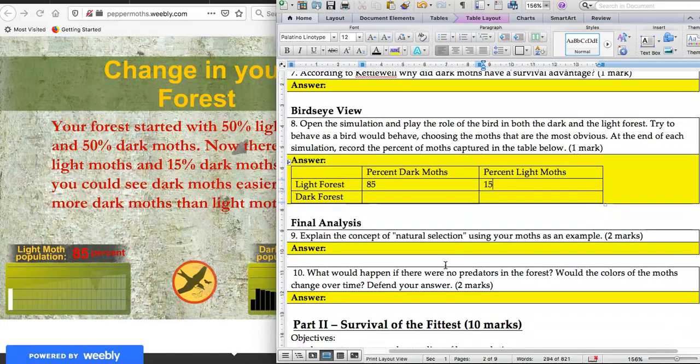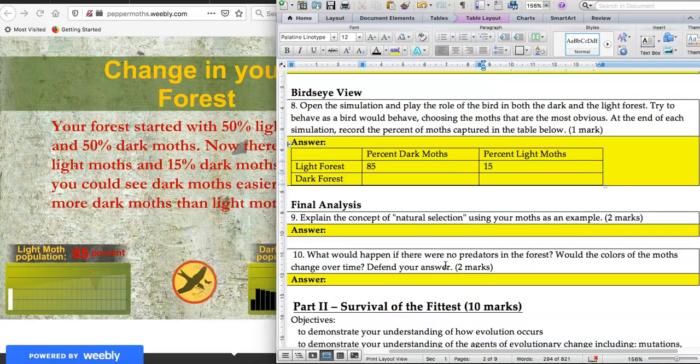Then you got to connect this to natural selection. So it's 2 marks. Here I would like to see you say, natural selection is this, and this is what it looks like with the peppered moths. So I'm going to leave that and question 10 up to you.